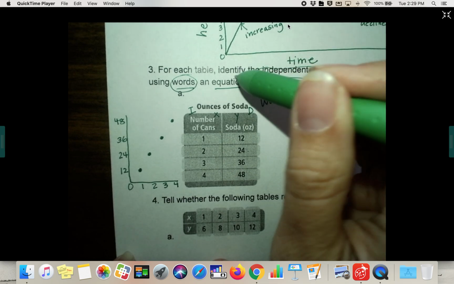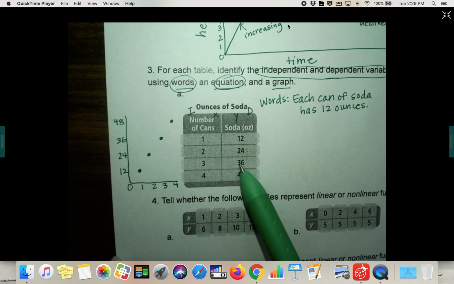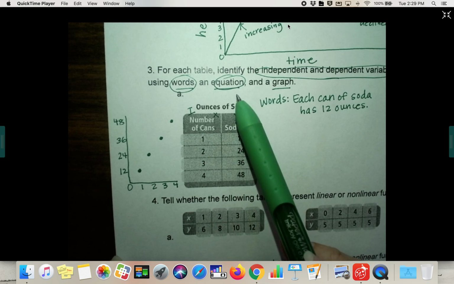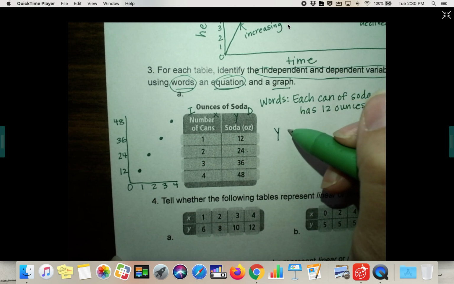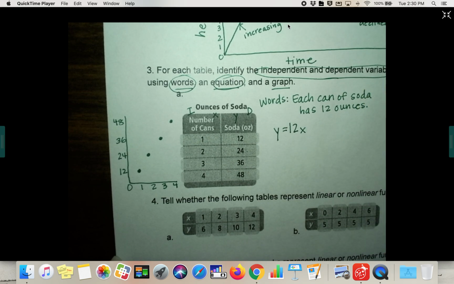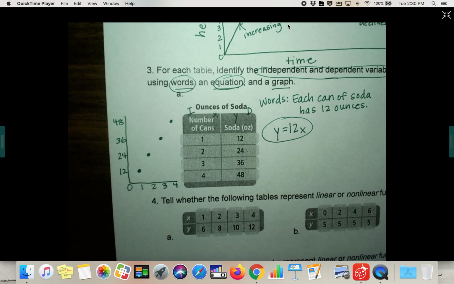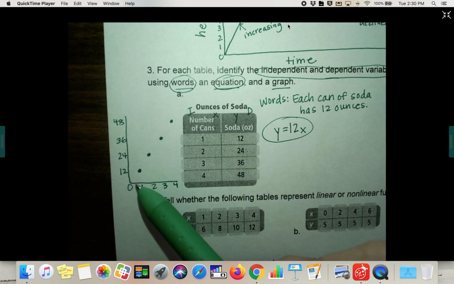Okay, then it says to write it in an equation. How do you get from 1 to 12, 2 to 24, 3 to 36, 4 to 48? You're just multiplying by 12 each time. So your equation would be to get your y, which is your output, you take your x, which is your input, and multiply by 12. So your equation is y equals 12x. And I already did a graph over here.